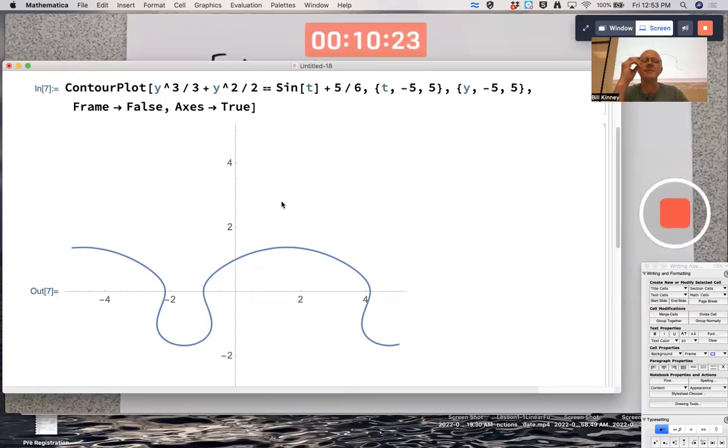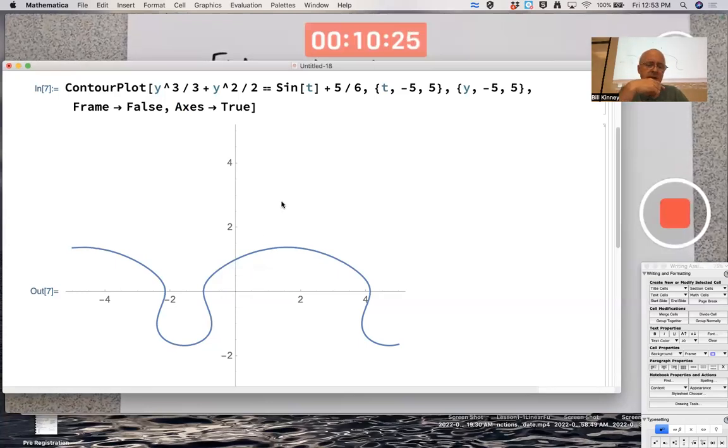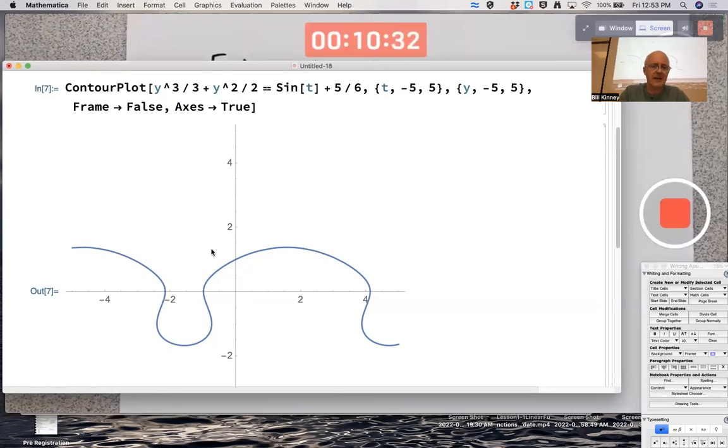However, there is a problem with this graph, even though it's pretty. It fails the vertical line test. There are vertical lines, like right about here, that go through the graph three times. That can't happen for functions, right? Functions have to pass the vertical line test. You've learned that since 10th grade or something.